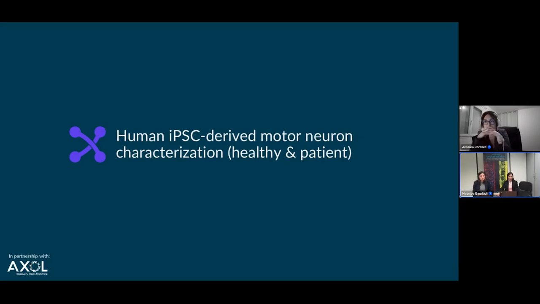I would just like to stress first that the data we'll present have been produced thanks to our partner, Axol, supplier of iPSC cells. And prior to the co-culture, we're going to take a look at how the cells look in a monoculture.